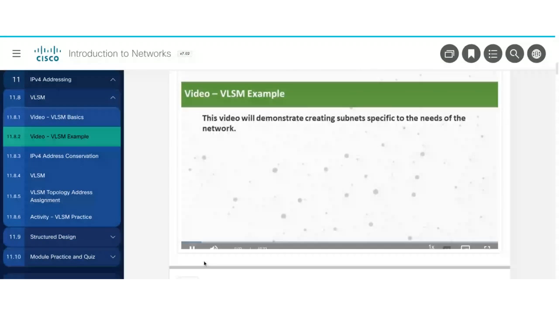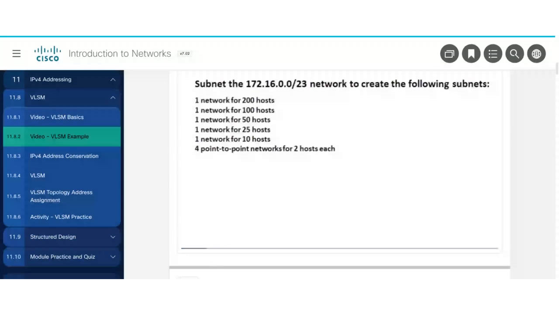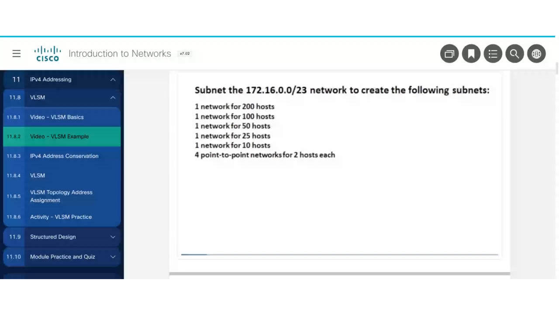In this scenario, the task is to subnet the 172.16.0.0/23 network to create the following subnets: 1 network for 200 hosts, 1 network for 100 hosts, 1 network for 50 hosts, 1 network for 25 hosts, 1 network for 10 hosts, and 4 point-to-point networks for 2 hosts each. Before I begin to create these subnets, I need to check to see if I even have enough addresses in this address space to create all of these subnets.